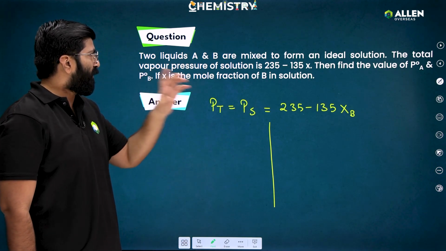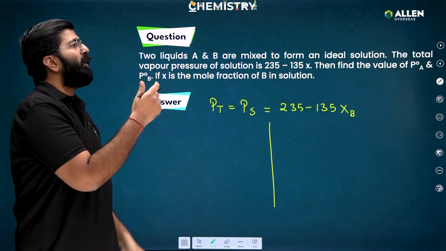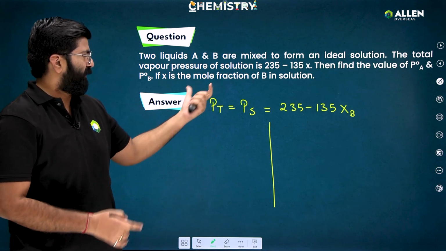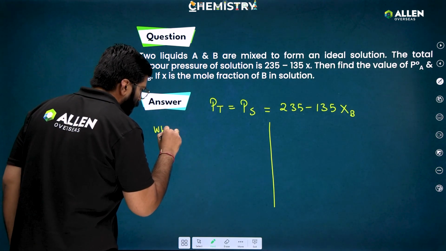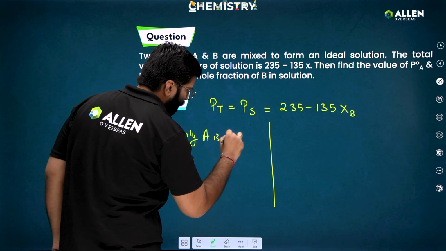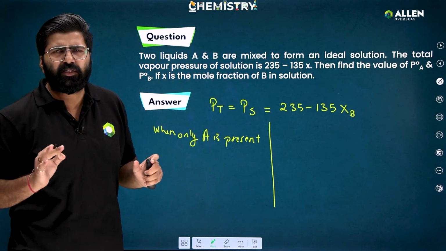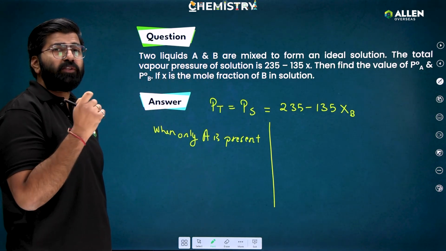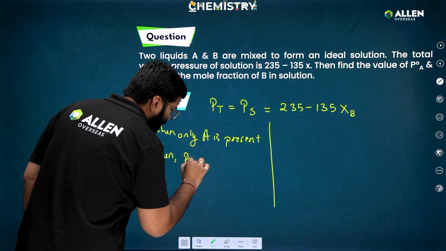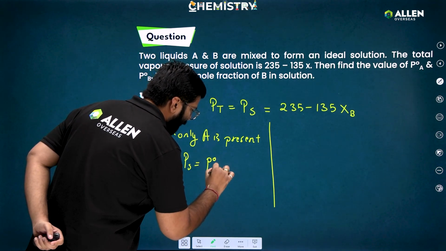Why? Because this data is given to us, and they are telling us to find PA naught. So let's assume that only A is present in the solution. If only A is present, then what is going to happen in that situation? Then your PS will be equal to only P naught A. Yes or no?